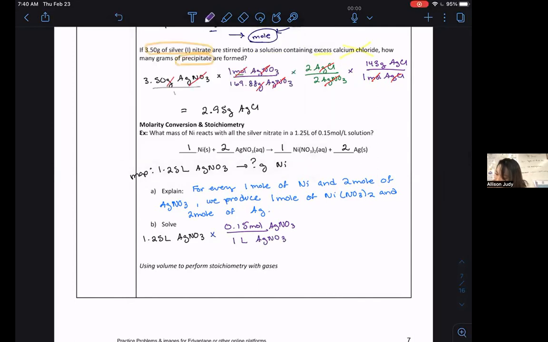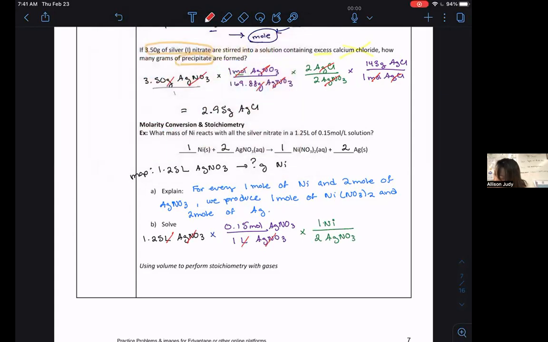That leaves me with moles of AgNO3. Now I'm able to use the molar ratios revealed in my balanced chemical reaction to go from moles of AgNO3 to moles of nickel. Again, never jumping straight from one substance to another unless we've gone through the mole. According to my balanced chemical reaction, for every 2 moles of AgNO3, I require 1 mole of nickel.